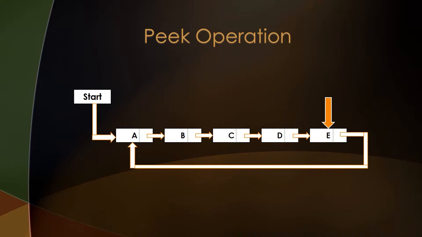Now, as can be seen here, since in a circular linked list we don't have a null pointer, we need to verify whether the next pointer is the address of the first node in the linked list.